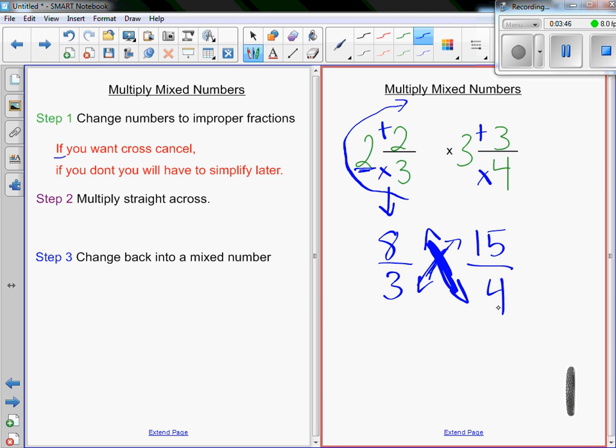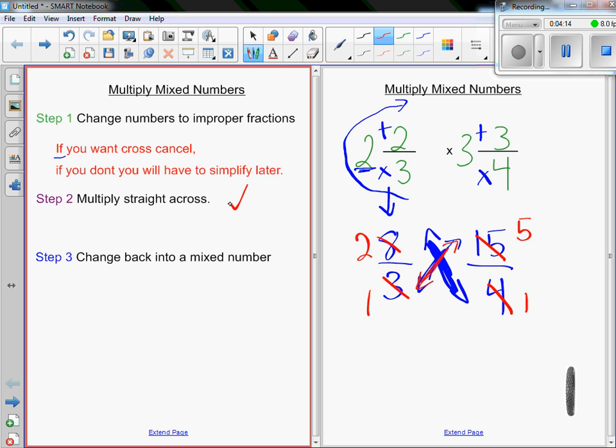8 and 4 I know can both be divided by 4. So I'm going to divide 8 by 4, which equals 2. I'm going to divide 4 by 4, which equals 1. Then I'm going to do the same thing in this other direction. I know that 3 goes into 15, and 3 goes into 3. So I'm going to divide each of these by 3. 3 goes into 3 once, and 3 goes into 15 5 times. Okay? Then I have to multiply straight across.